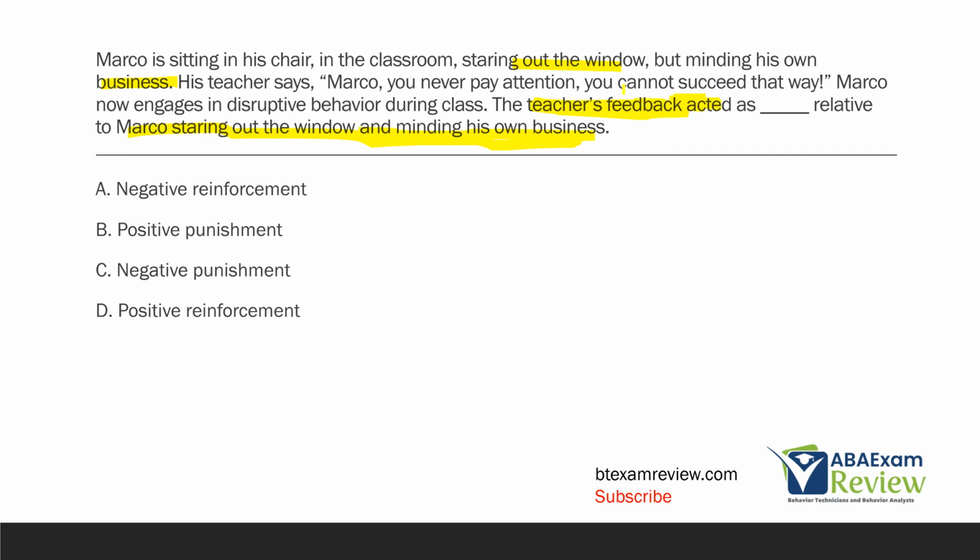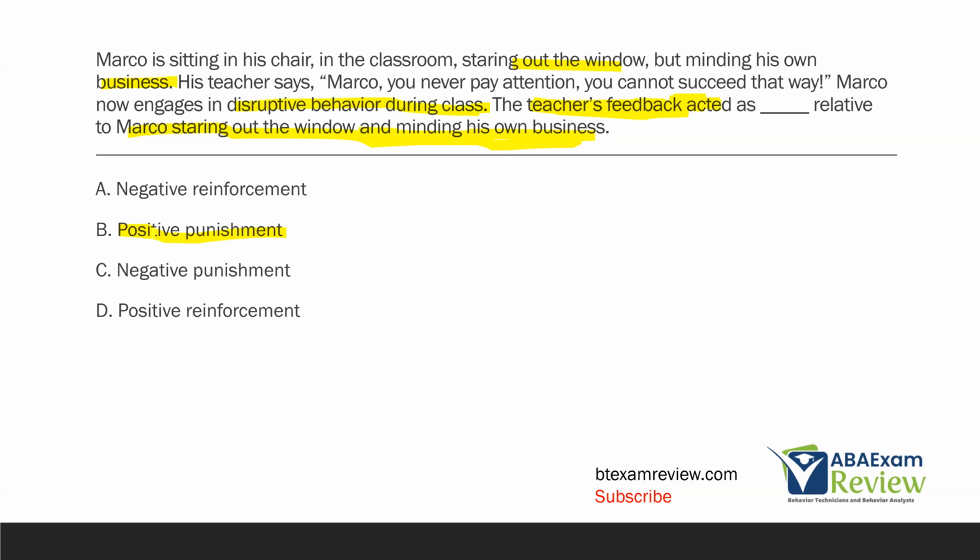Now, in order to determine if it's reinforcing or punishing, we have to figure out how did Marco's behavior change? Well, now Marco engages in disruptive behavior during class. And so normally we would say, well, we're not sure, did Marco stop staring out the window and minding his own business? Because it's not specific to that, right? But it does say now he engages in disruptive behavior during class. So instead of minding his own business, what is he doing? He's disrupting behavior. So Marco's behavior of minding his own business has decreased because our options only give us consequences. So we have to pick a consequence. And what's changed is he's not minding his own business. He's now disrupting the class. So as a result of the feedback, minding his own business has decreased. So when something decreases, it's punishing. And since we added the feedback, it's positive. Put them together, we're going to get positive punishment.